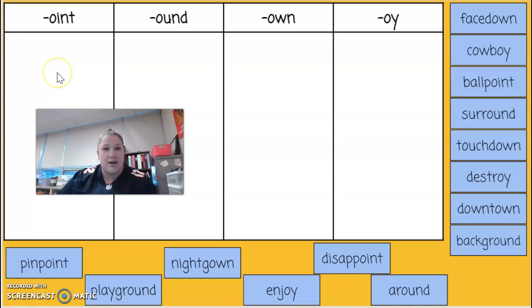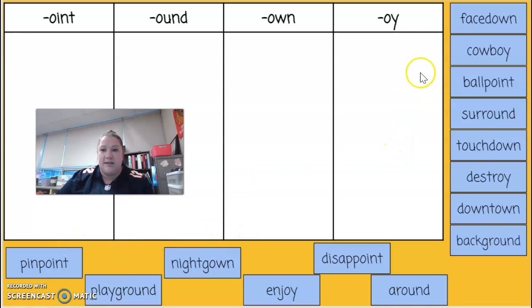We have 4 columns here with the ending phonogram patterns of oint, ound, own, and oi. Read through each of these blue words and sort them based on their ending phonogram pattern. I will read the words for you now. Countdown, cowboy, ballpoint, surround, touchdown, destroy, downtown, background, around, disappoint, enjoy, nightgown, playground, and pinpoint.